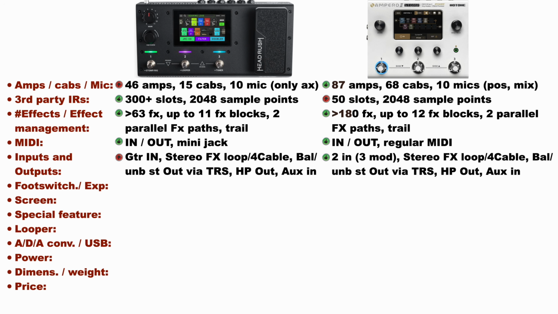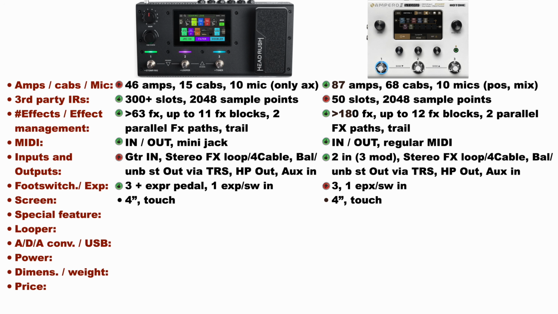As regards foot switches, the MX5 has 3 foot switches like the Ampero, but it also has a built-in expression pedal that is missing in the Ampero. The screens are on par as they are both 4 inches and touch sensitive. Furthermore, the MX5 is missing the computer app, while the Ampero has a computer app for creating and tweaking presets and managing more generally the unit.